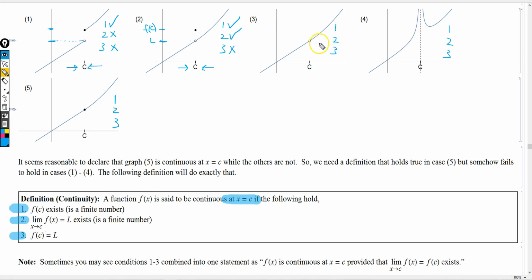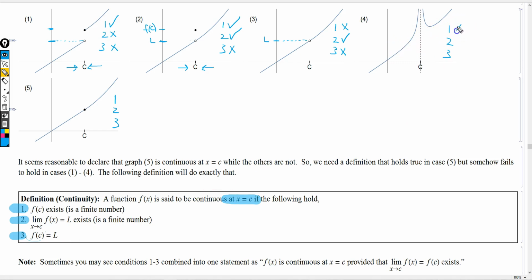Number 3, well, f of c is not defined, right? If I draw a vertical line, I never hit the graph. So number 1 is not satisfied. Number 2 is satisfied. The limit would be that number right there on the y-axis. But number 3 can't be satisfied because f of c doesn't exist, so I can't say f of c equals L.